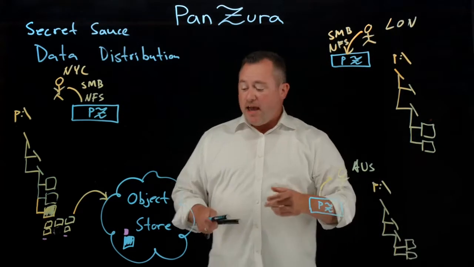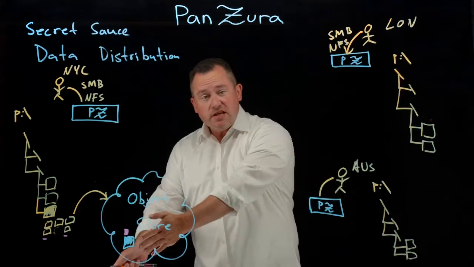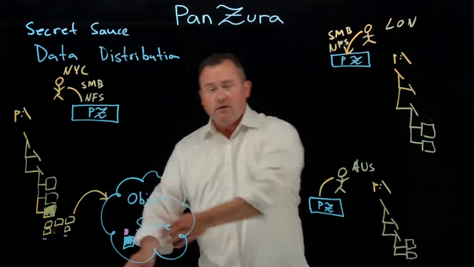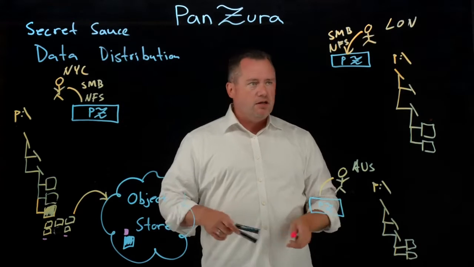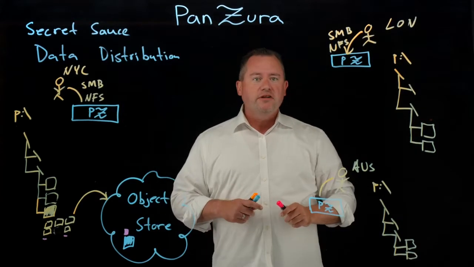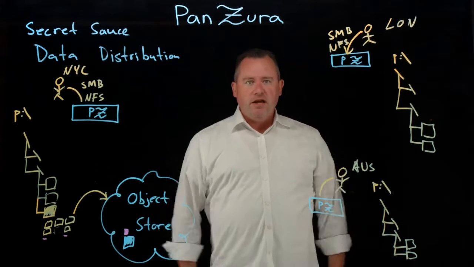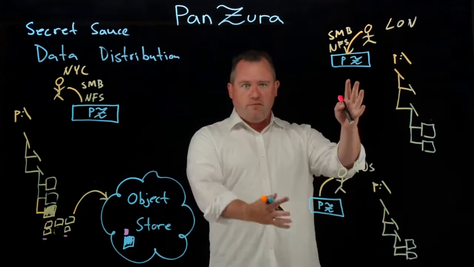Okay, so now what happens is the New York user did his thing. He moved his data here. He moved the data followed by this little tiny nugget of metadata. Well, what these guys are doing out here is constantly looking for metadata updates. And guess what? They're doing this in parallel.